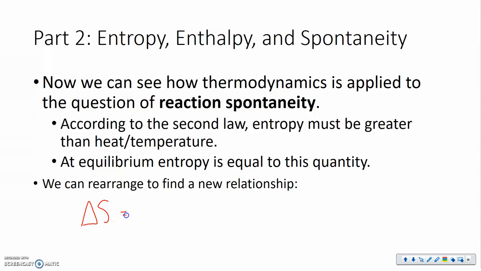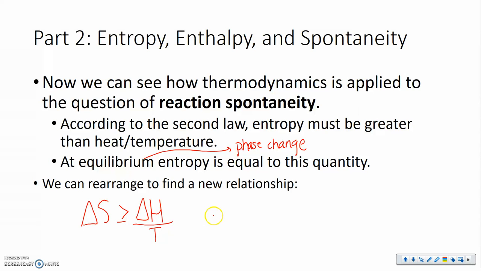which is our delta S, must be greater than the heat over temperature, which is your delta H over T. Unless you are at equilibrium, equilibrium would occur during a phase change, which then is going to be equal to. So we can write a relationship between this where your enthalpy must be greater than or at least equal to this delta H over T.